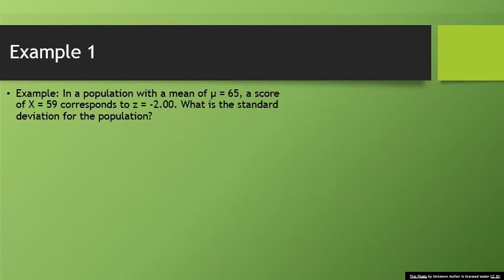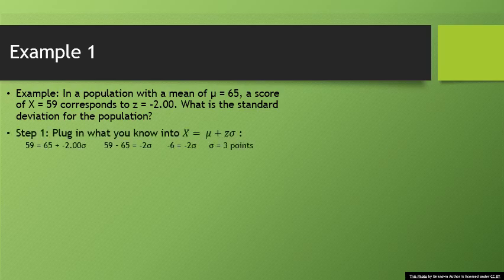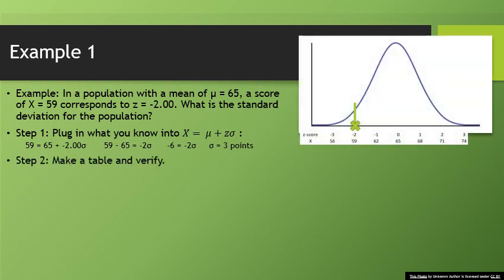Here's an example. In a population with a mean of 65, a score of x equals 59 corresponds to z equals -2. What is the standard deviation for this population? Well, plug in what you know into the x equation, solve, and you get standard deviation is equal to 3 points. Well, let's make a table and let's verify our answers.